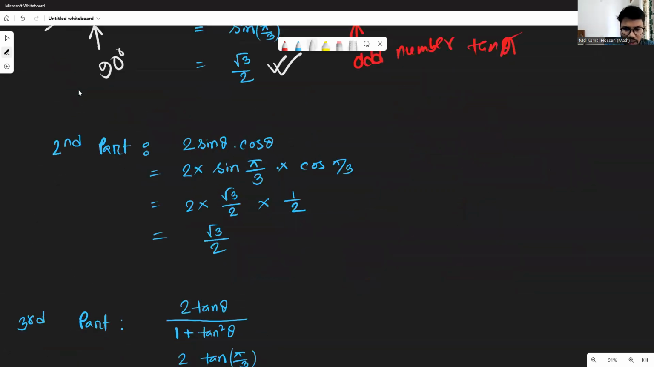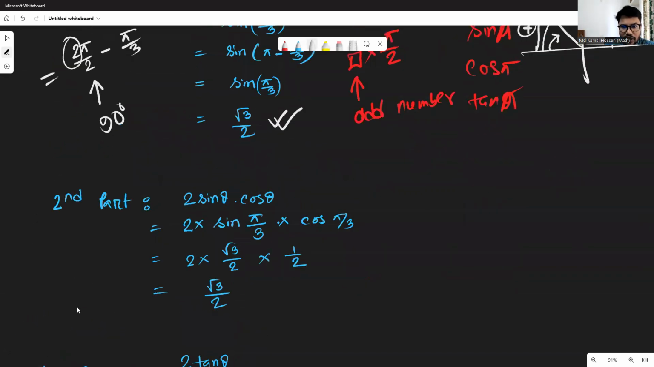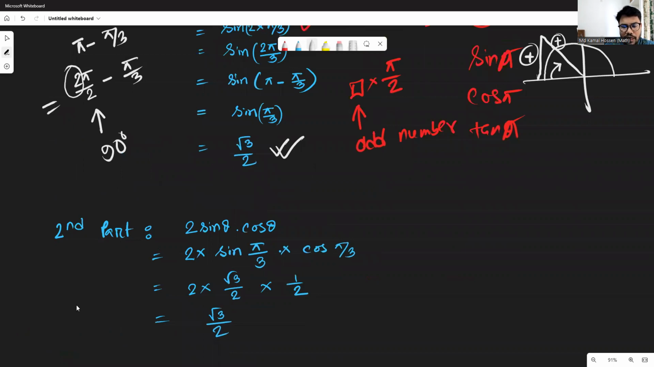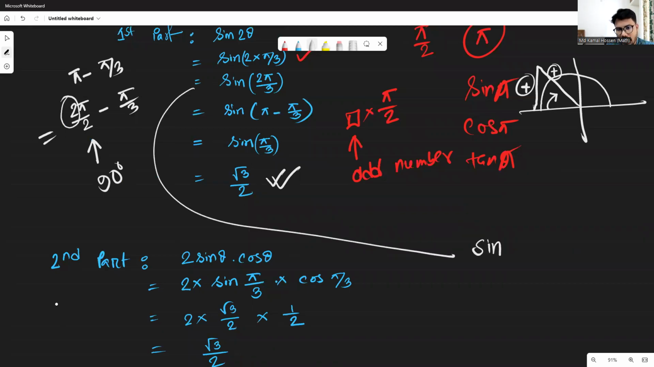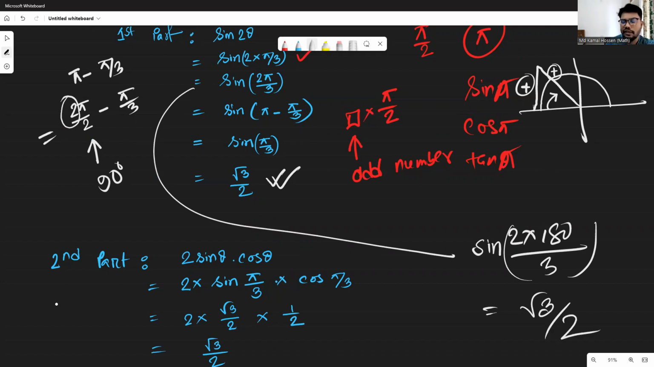Dear students, directly by using a calculator also you can do this, no problem. Just considering pi as 180, by using a calculator, write sine of 2 multiplied by 180 divided by 3. I hope you will directly get root over 3 divided by 2, or the decimal value of root over 3 divided by 2. So no problem, you can directly write this.